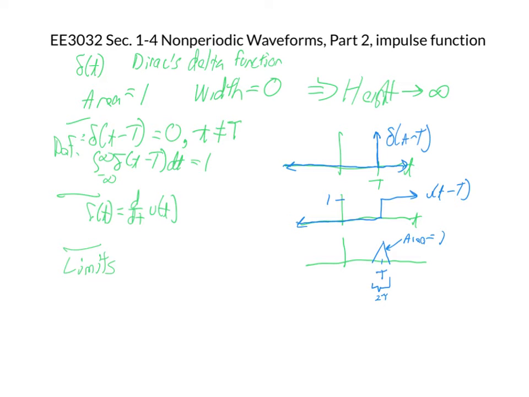And if the area is a half of the base times the height, and the area is 1, and the base is 2 tau, then I have the height is 1 over the total size of the base, or 1 over the half width of the base. So the height here is 1 over tau.